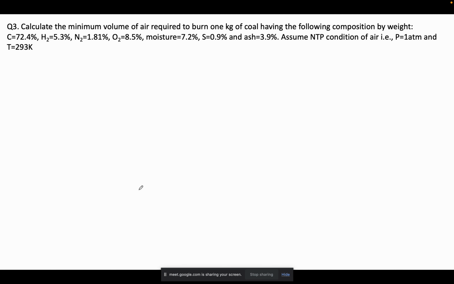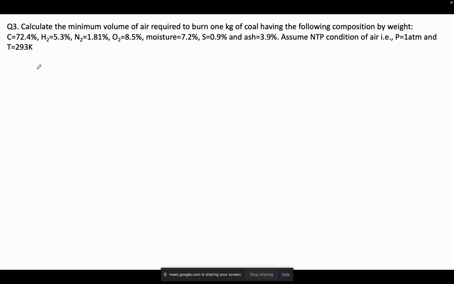Okay, so the next question is: calculate the minimum volume of air required to burn 1 kg of coal having the following composition by weight. Carbon 72.4%, hydrogen 5.3%, nitrogen 1.81%, oxygen 8.5%, moisture 7.2%, sulfur 0.9%, and ash 3.9%. You have to assume normal temperature and pressure condition, that is pressure equal to 1 atmosphere and temperature equal to 293 Kelvin.